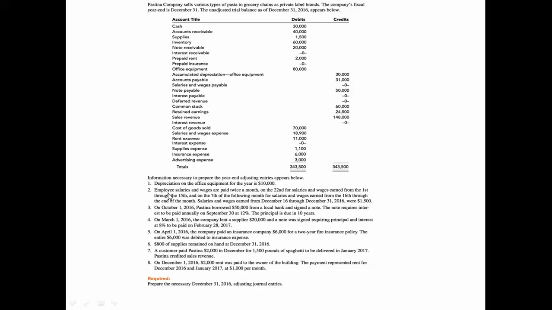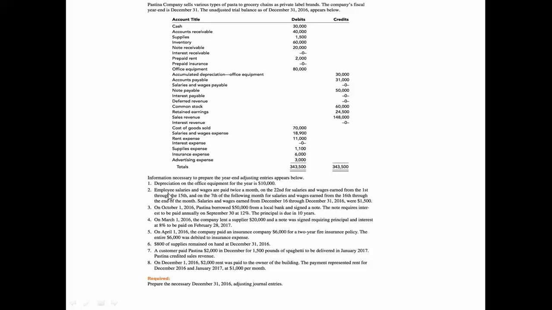So in short, we're always going to hit the income statement and balance sheet for adjusting entries, and we're never going to use cash. So number 3, on October 1st, Pastina borrowed $50,000 from a local bank and signed a note. The note requires interest paid annually on September 30th at 12%. The principal is due in 10 years. So right now it doesn't matter that it's due in 10 years.